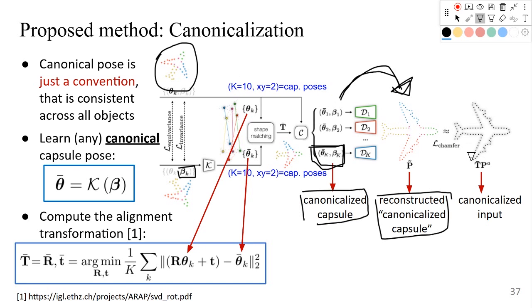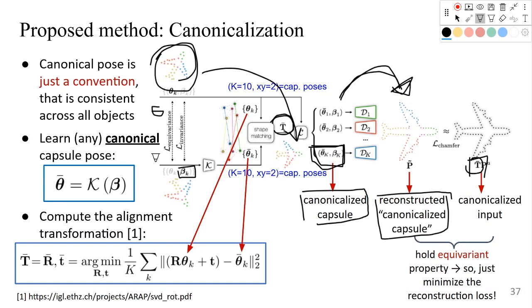and then we use the same transformation that we computed here, because these are the transformations that we need to align this airplane into this canonical pose in the feature space. We can also use the same transformation to align in the input space. Because this extractor holds the transformation equivariance property, we can treat these two as equal, and we simply minimize the chamfer distance between this and this. If you are not familiar with chamfer distance, you can just Google it.